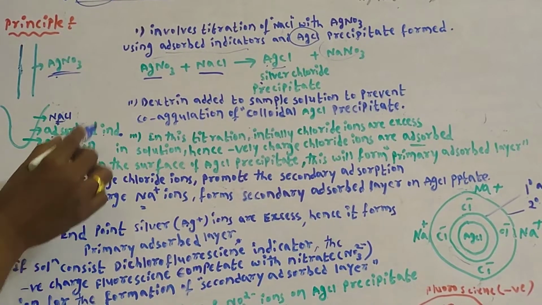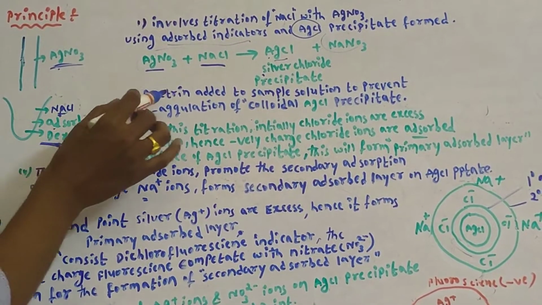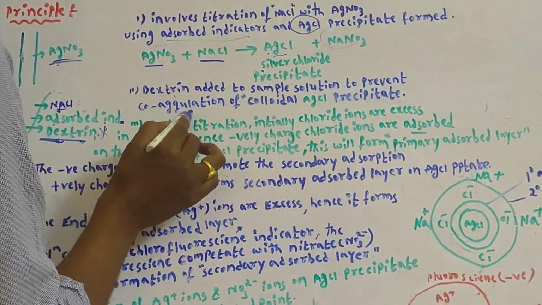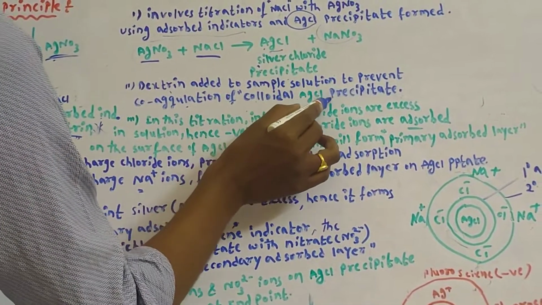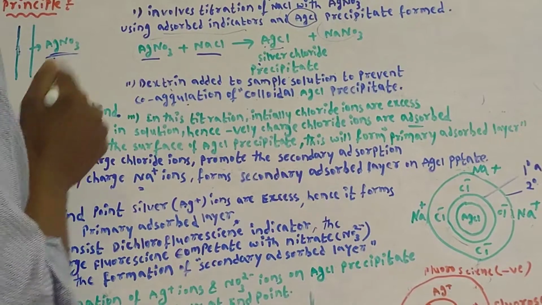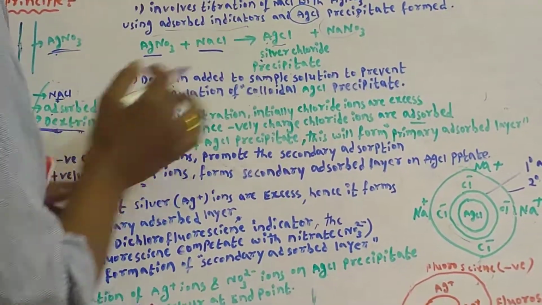What is the importance of adding dextrin to the sample? Dextrin is added to the sample solution to prevent coagulation of the colloidal AgCl precipitate. Whatever AgCl is forming undergoes coagulation. To prevent coagulation of this precipitate, we need to add dextrin.